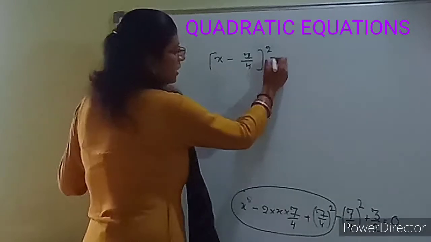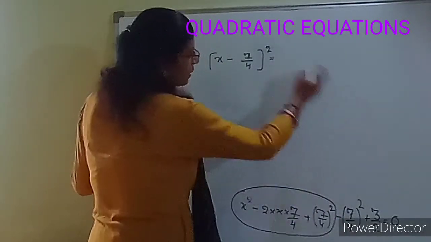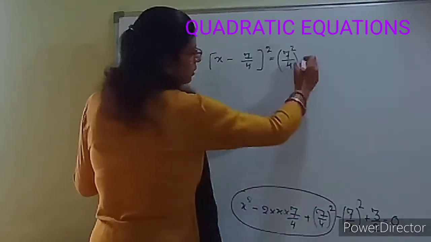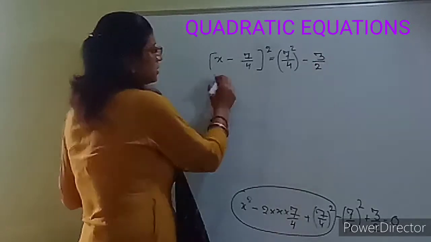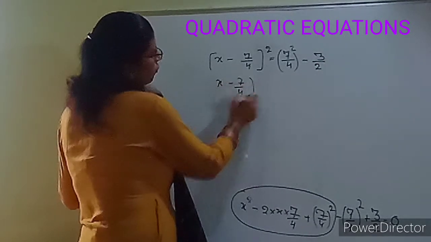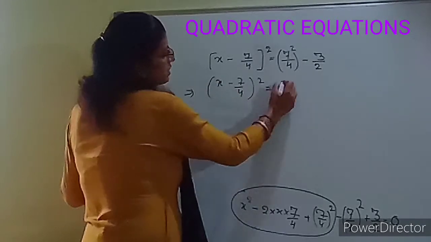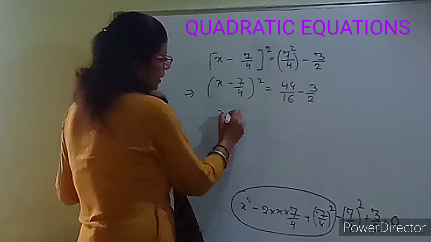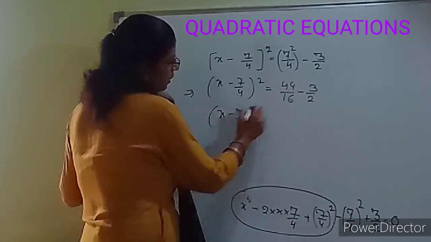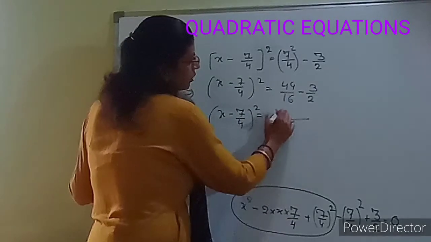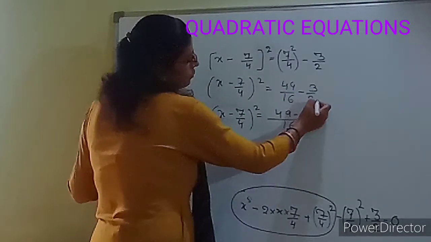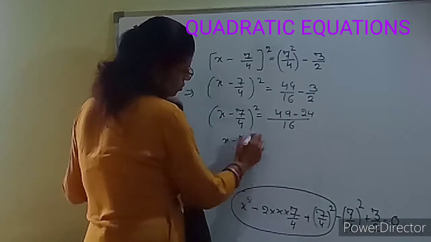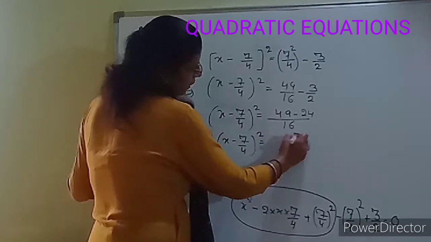Okay. So I am sending it this side. Plus will become, minus will become positive. 7 upon 4 whole square. This will become negative minus 3 upon 2. Solve it. X minus 7 upon 4 whole square equals to 7 7s are 49 upon 4 4s are 16 minus 3 upon 2. Then x minus 7 upon 4 whole square equals to take 16 LCM, 49 minus 24 you will do, so 25 upon 16.